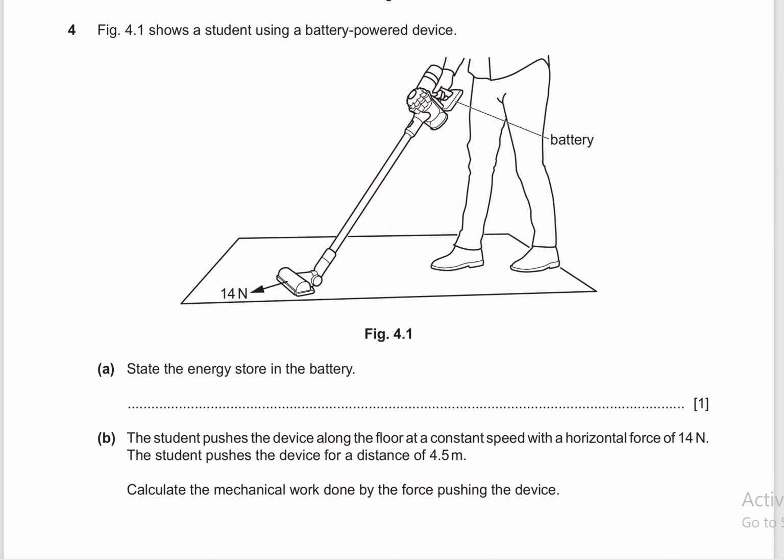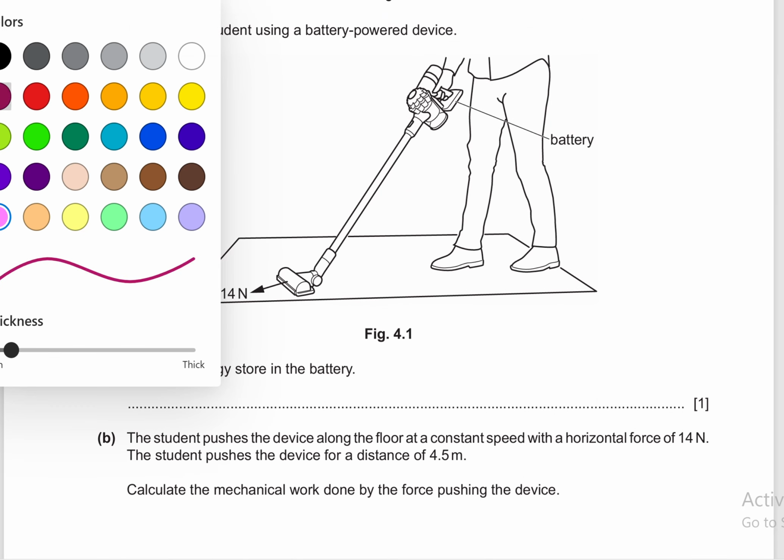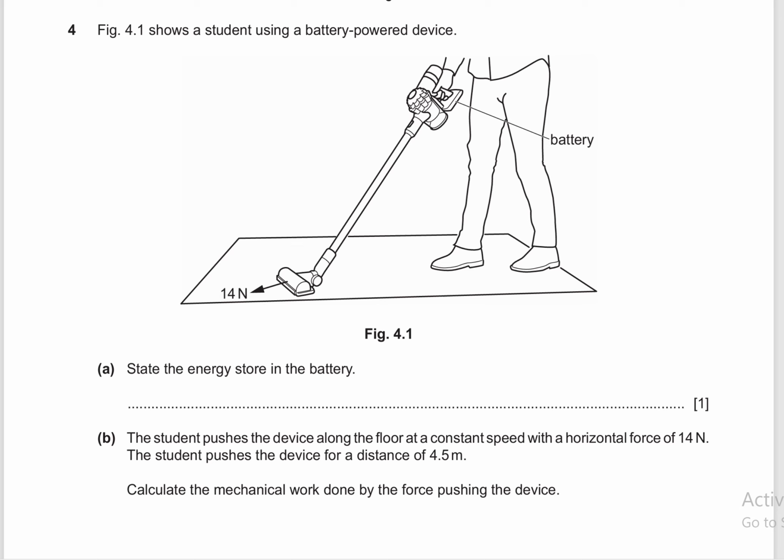Now question 4, it says figure 4.1 shows a student using a battery powered device. State the energy stored in the battery. Of course, the energy stored in the battery, guys, is potential chemical energy. Okay, so it is chemical energy.